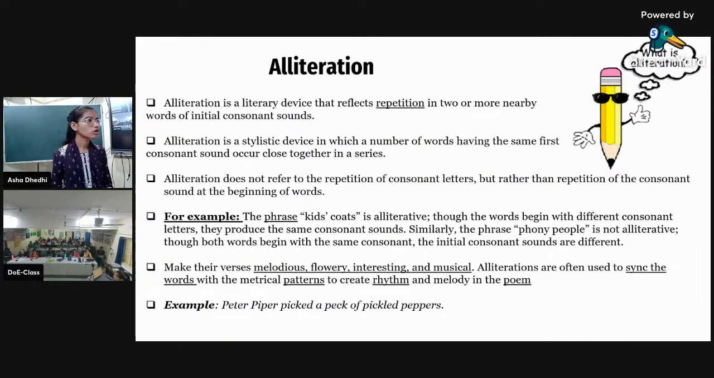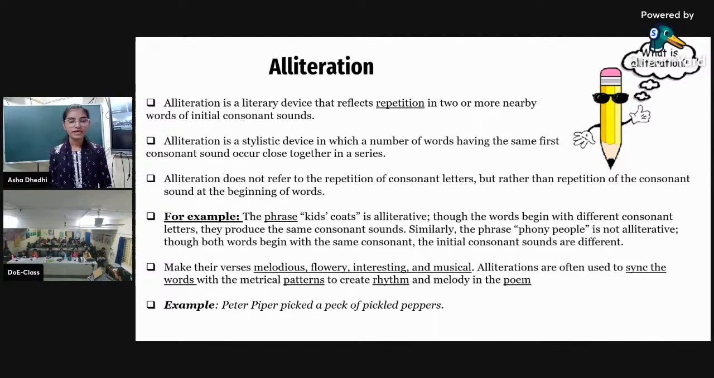Now the next terminology or literary device that we are going to study is alliteration. Alliteration, as you all know, is a literary device that reflects repetition of an initial consonant sound in two or more nearby words. So for example, if you have a single line within which there are different words, and within those words a single sound is getting repeated again and again, and the minimum is two, it can be two or more times, then it could be considered as alliteration. Alliteration is a stylistic device which can be used to bring a rhythm within a poem.